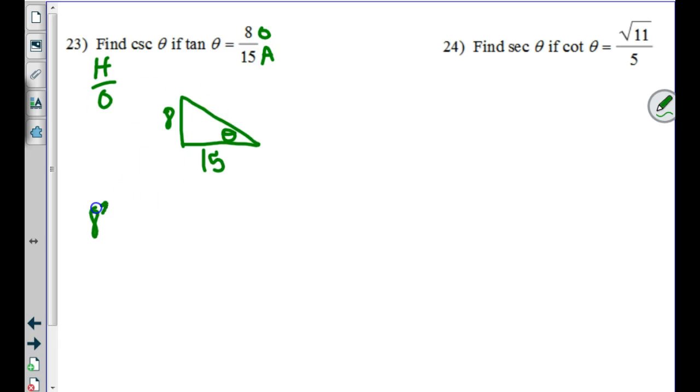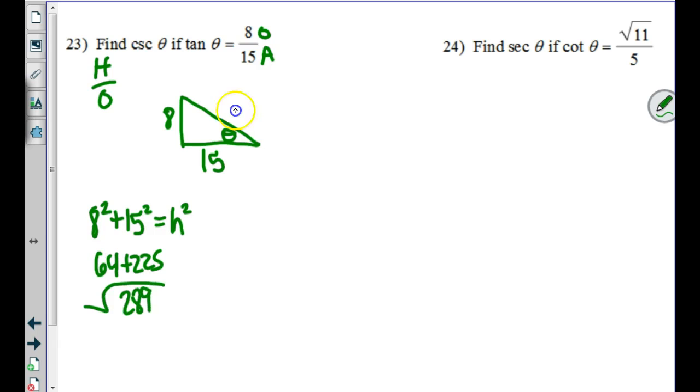Anybody know this one in their head? This is another Pythagorean triple. 64 and 225 is 289. Anybody know square root of 289? 17. So what is hypotenuse over opposite? 17 over 8. Okay.